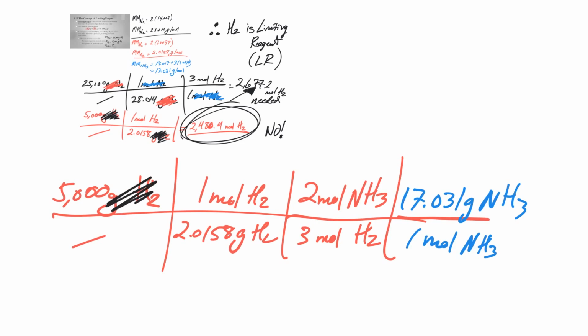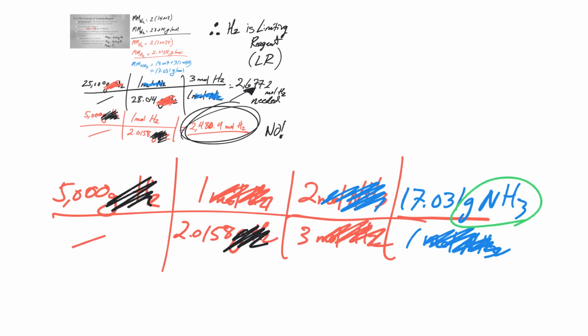Okay, grams of hydrogen cancel out. Moles of hydrogen cancel out. Moles of ammonia cancel out, leaving us with just grams of ammonia. And we get 5,000 divided by 2.0158 times 2 divided by 3 times 17.031, and you get 28,162.5 grams of ammonia produced.